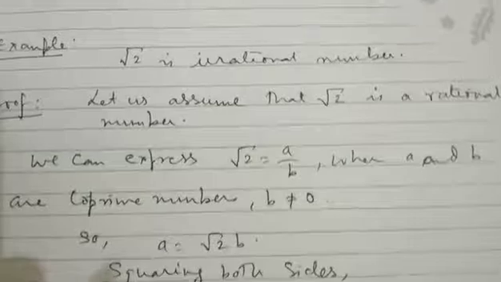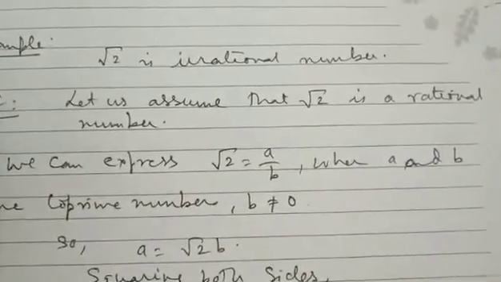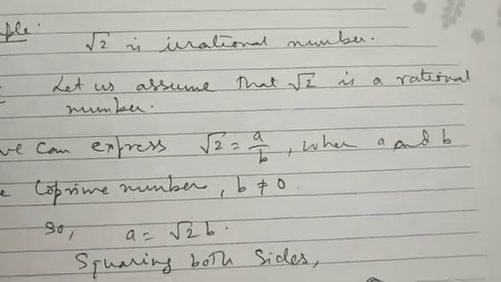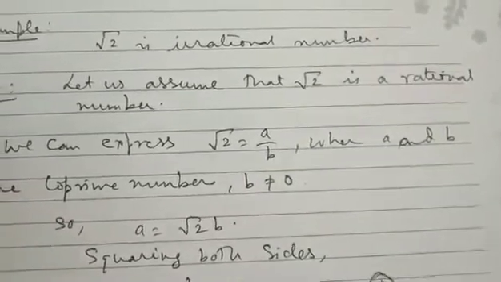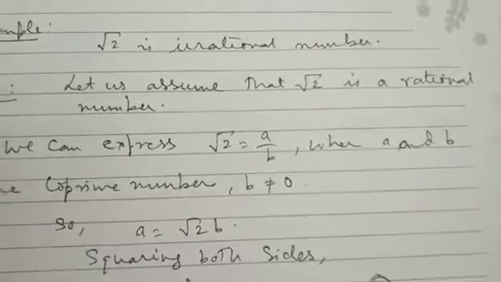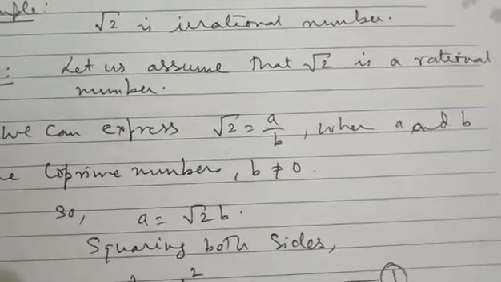Now I am going to take up one question from the NCERT book, and the question is: prove root 2 is an irrational number. So to solve this question, we are going to use a very unique method known as the contradiction method.